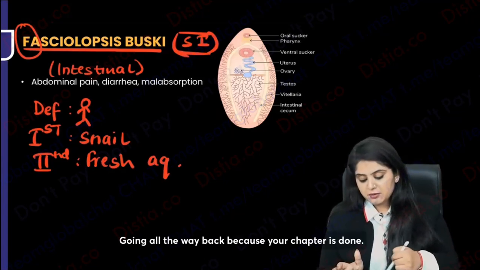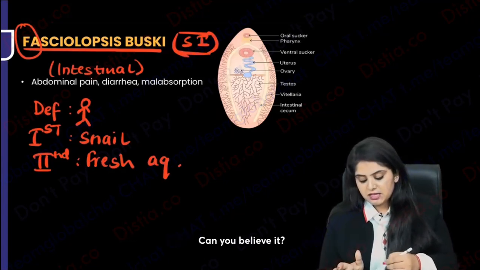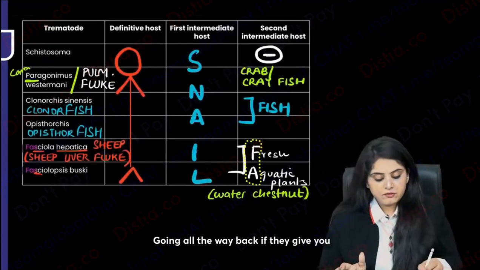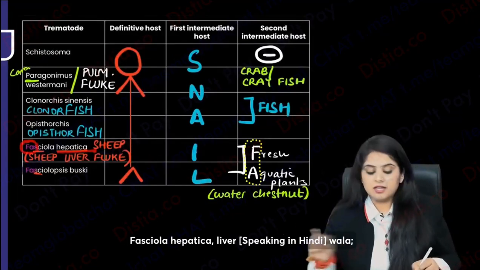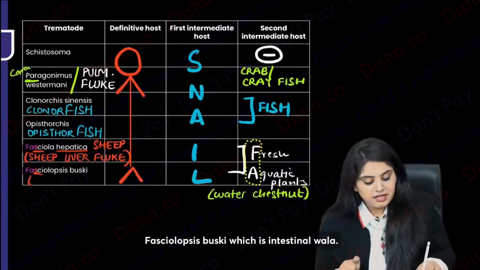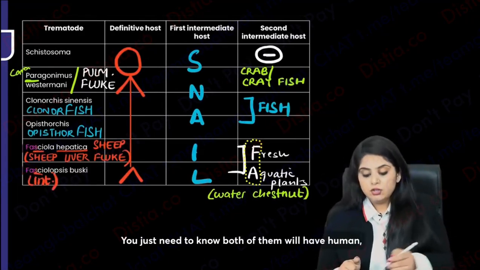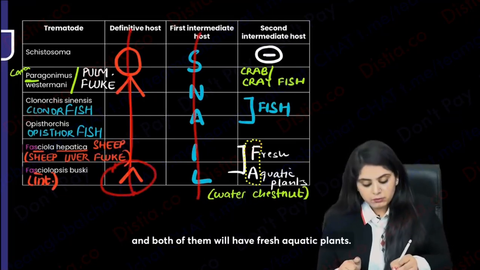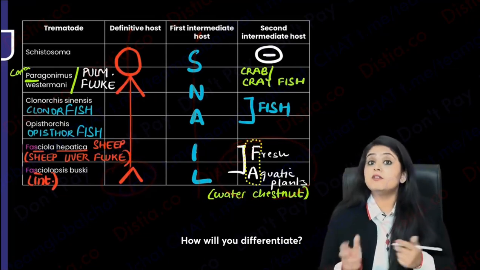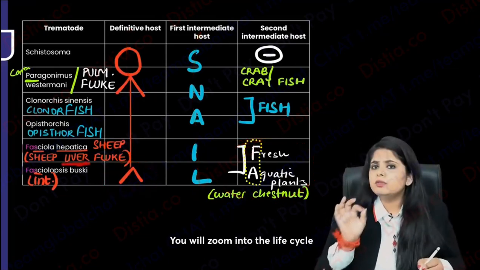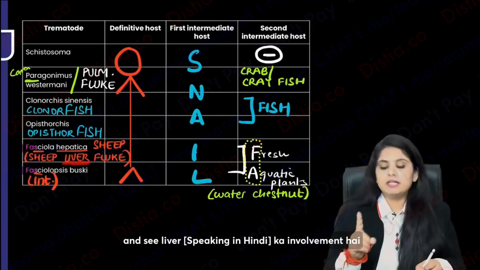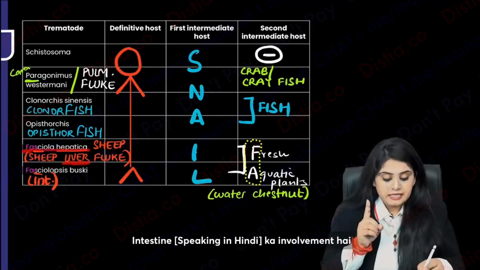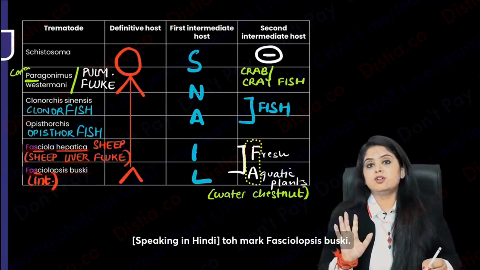Going all the way back, because your chapter is done, can you believe it? Going all the way back, if they give you Fasciola hepatica, the liver one, or Fasciolopsis buski, which is the intestinal one, you just need to know that both of them will have human, both of them will have snail, and both of them will have fresh aquatic plants. How will you differentiate? You will zoom into the life cycle and see if there is liver involvement, then mark Fasciola hepatica, if there is intestine involvement, then mark Fasciolopsis buski.